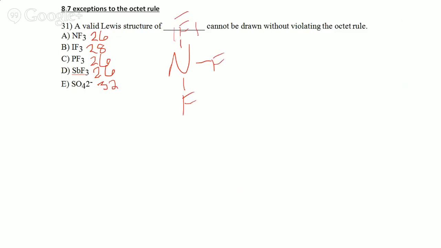NF3 is going to look like this, right? And then finish the octet for all those fluorines. And that's only 24. The last 2 go there. Everything has the octet rule, right?